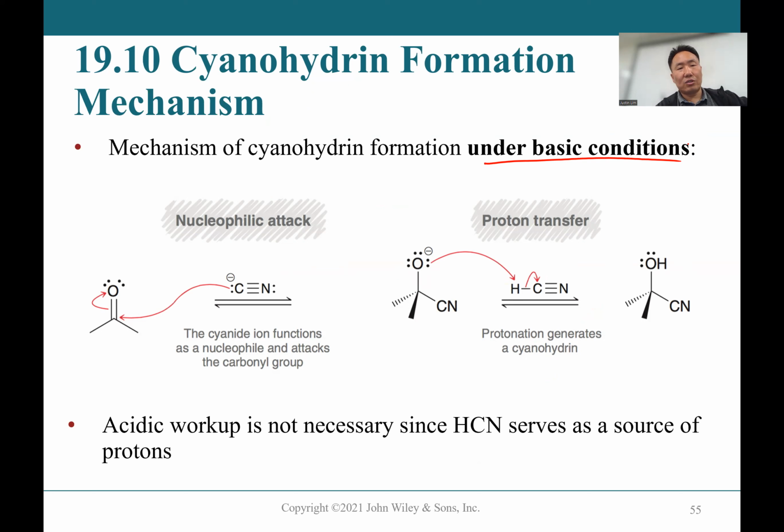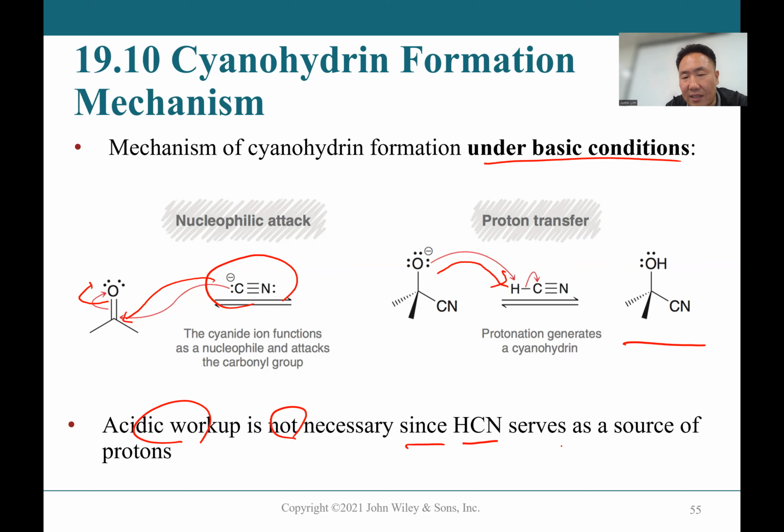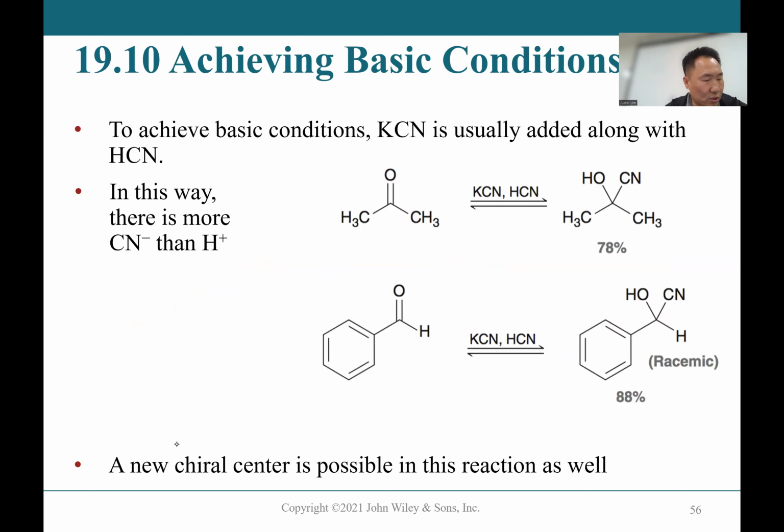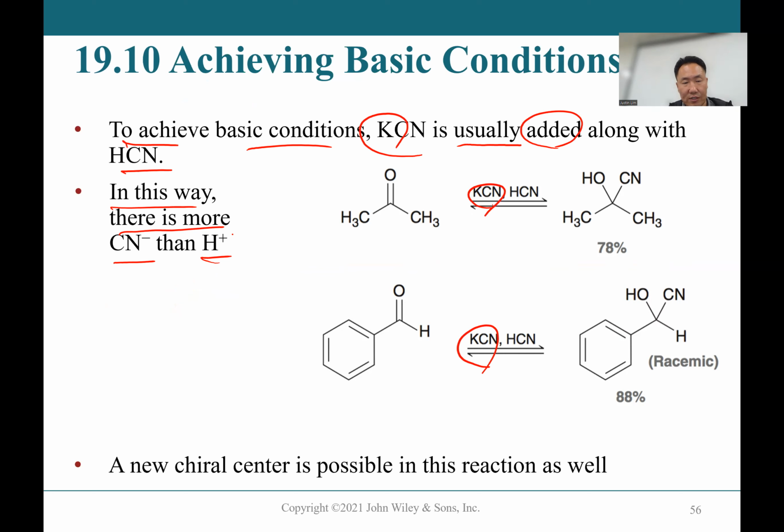Under basic conditions, let's check the mechanism. The cyanide ion functions as a nucleophile and attacks the carbonyl group. Protonation then generates a cyanohydrin. A workup is not necessary since HCN serves as the source of protons. To achieve basic conditions, KCN is usually added along with HCN. In this way, there is more CN minus than H plus.